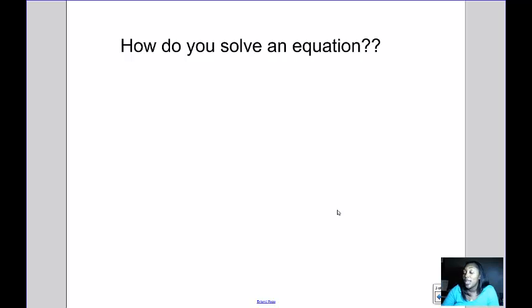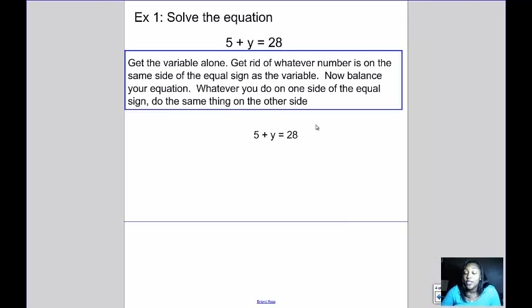So the x wanted to be by itself, and it had a plus 3 with it. So in order to get rid of the plus 3, you had to do the opposite, which is subtract 3. So we're going to do some examples, and you'll see how the rap kind of ties into it. So we're going to solve this first equation. So our first equation is 5 plus y equals 28.